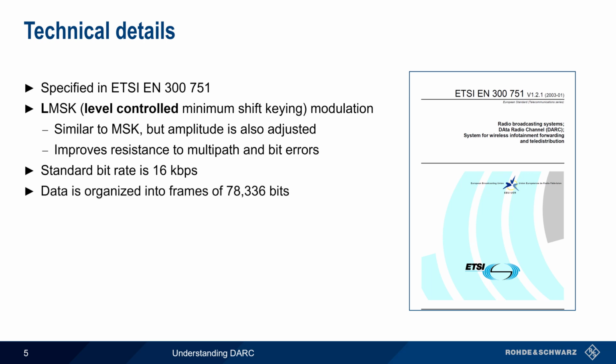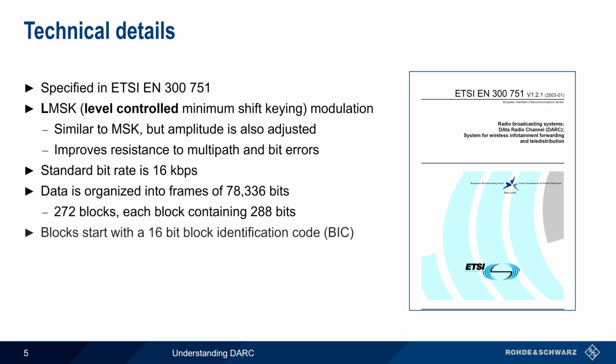of 78,336 bits. These bits are split into 272 rows, or blocks, and each block contains 288 bits. Blocks each start with a 16-bit block identification code, and error correction information is also incorporated into the data.